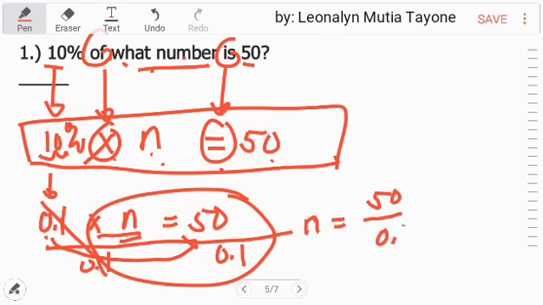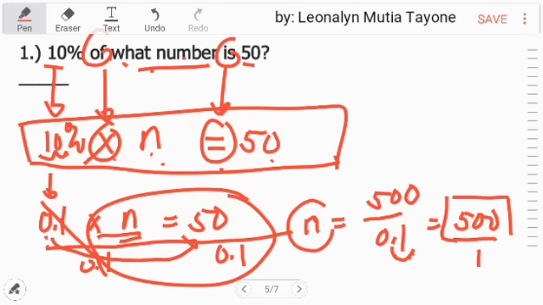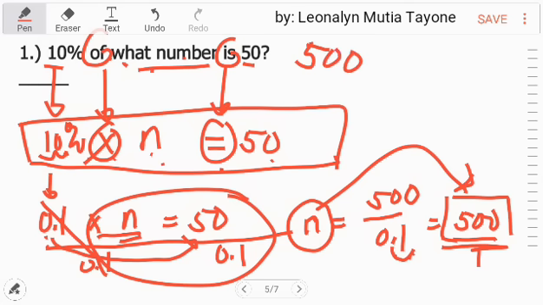Divided by 0.1. Ang pinakamadaling gawin natin to divide 50 divided by 0.1, itong decimal na 0.1 na ito, i-move mo lang itong decimal kaisa sa kabila to the right side para maging whole number ang 1. Kung nakaisang move ka, maglagay ka ng isang 0 dyan. So, ang answer dito ay 500. 500 or 500 over 1, pareho lang yan, 500. So, ang equivalent ng ang number na hinahanap natin ay 500. So, ang sagot sa number 1, 500.